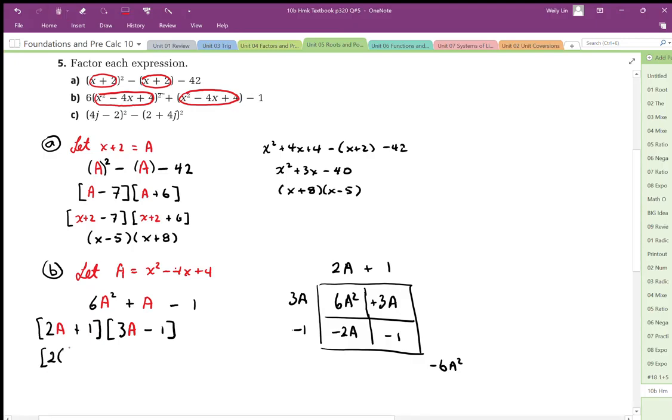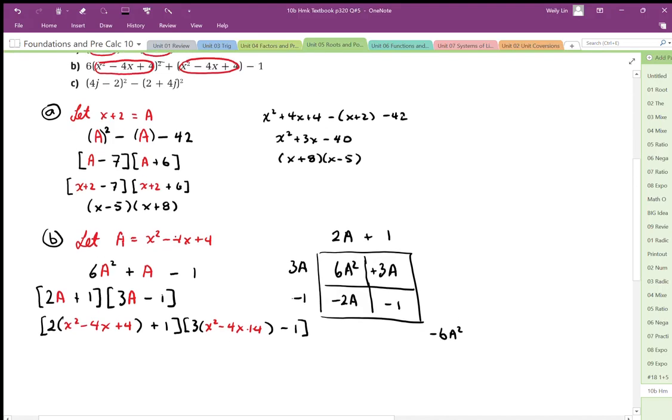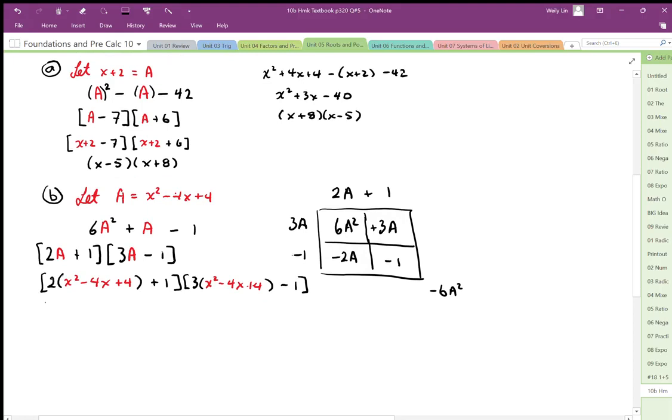So this, instead of being a, is going to be x squared minus 4x plus 4, plus 1. And this is going to be 3 times, instead of a, I'm going to replace that with x squared minus 4x plus 4. Make sure I put that in brackets. Minus 1. Okay, and then I need to look at these brackets and see if they are themselves factorable.